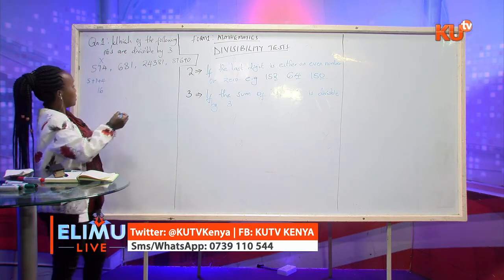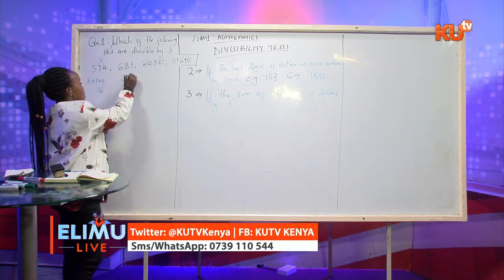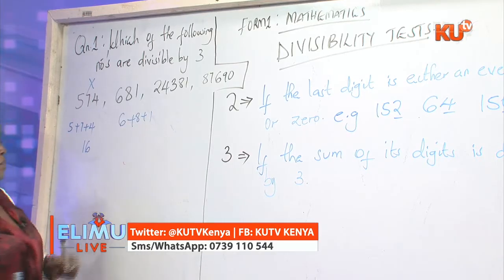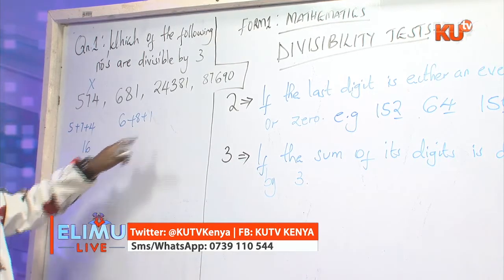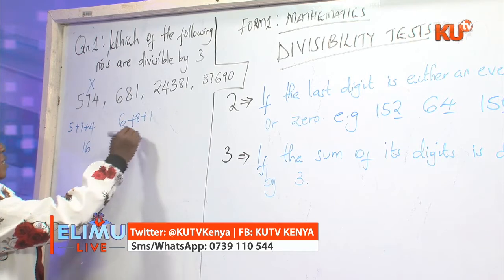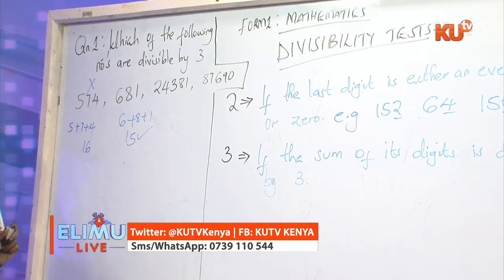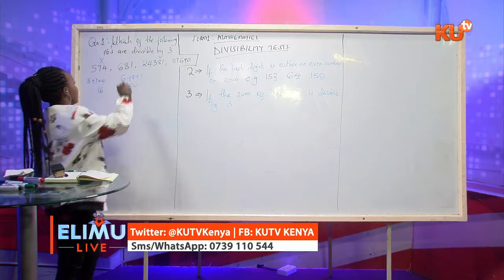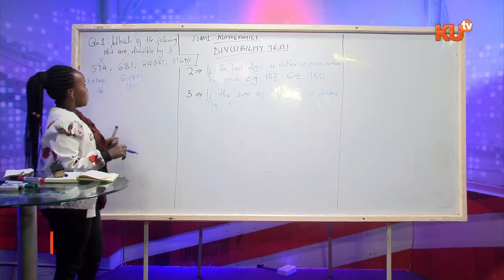We go to the next one, which is 681. So this is 6 plus 8 plus 1. 6 plus 8, this is 14, plus 1, this is 15. So 15 is divisible by 3. Therefore, our number 681 is divisible by 3. We go to the next one.